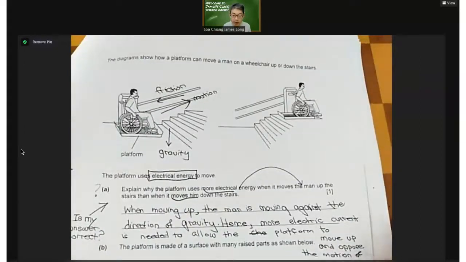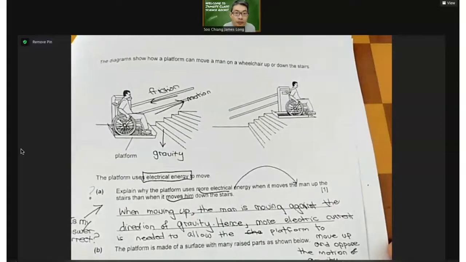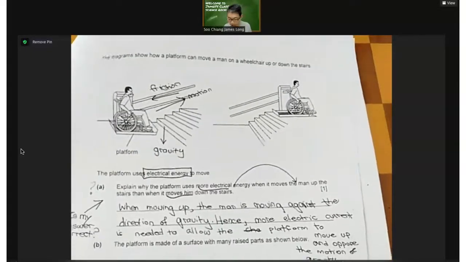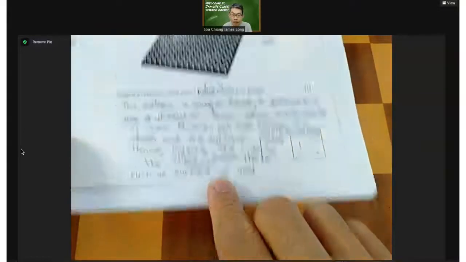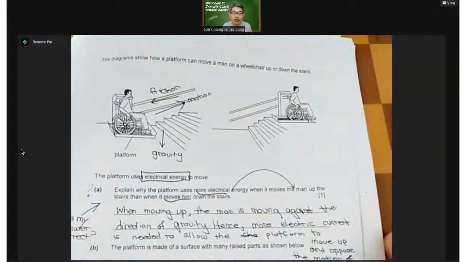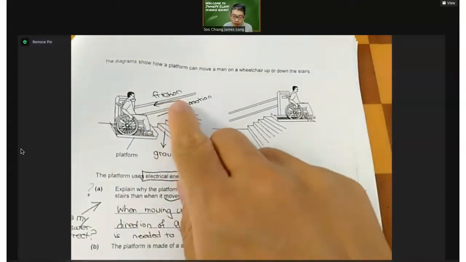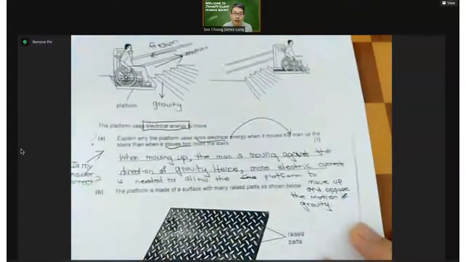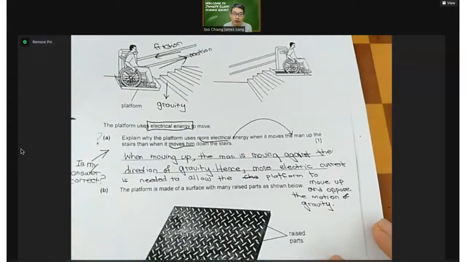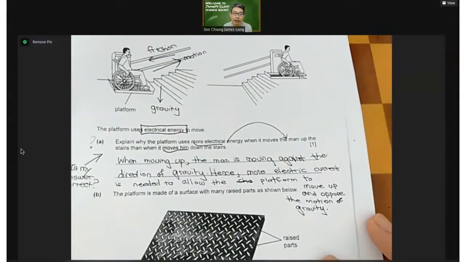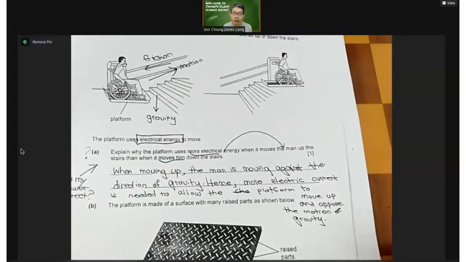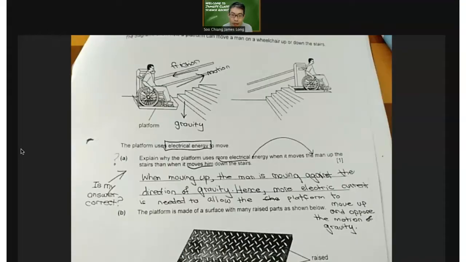This is again a PSLE question. So you managed to get your hands on past year PSLE questions. That is from the 2015 paper. The diagram shows how a platform can move a man in a wheelchair up or down the staircase. All these force descriptions are correct here. The platform uses electrical energy to move. Now explain why the platform uses more electrical energy when you move the man up the stairs than when you move him down the stairs.